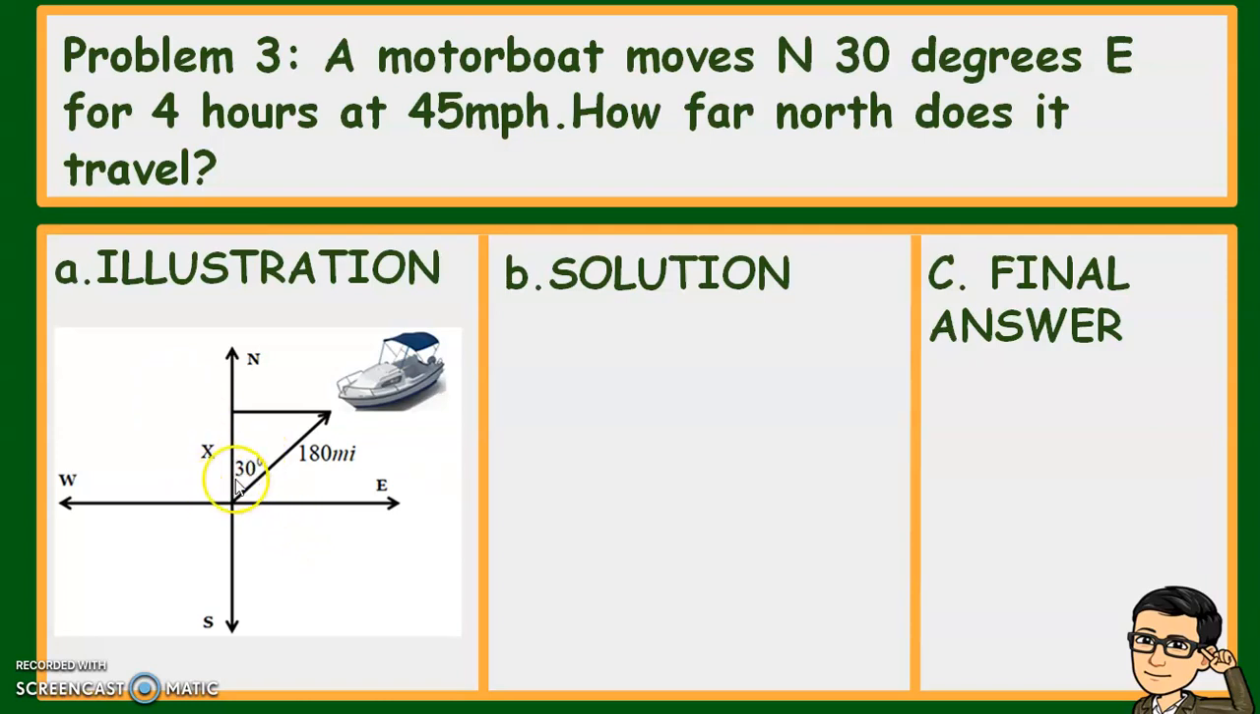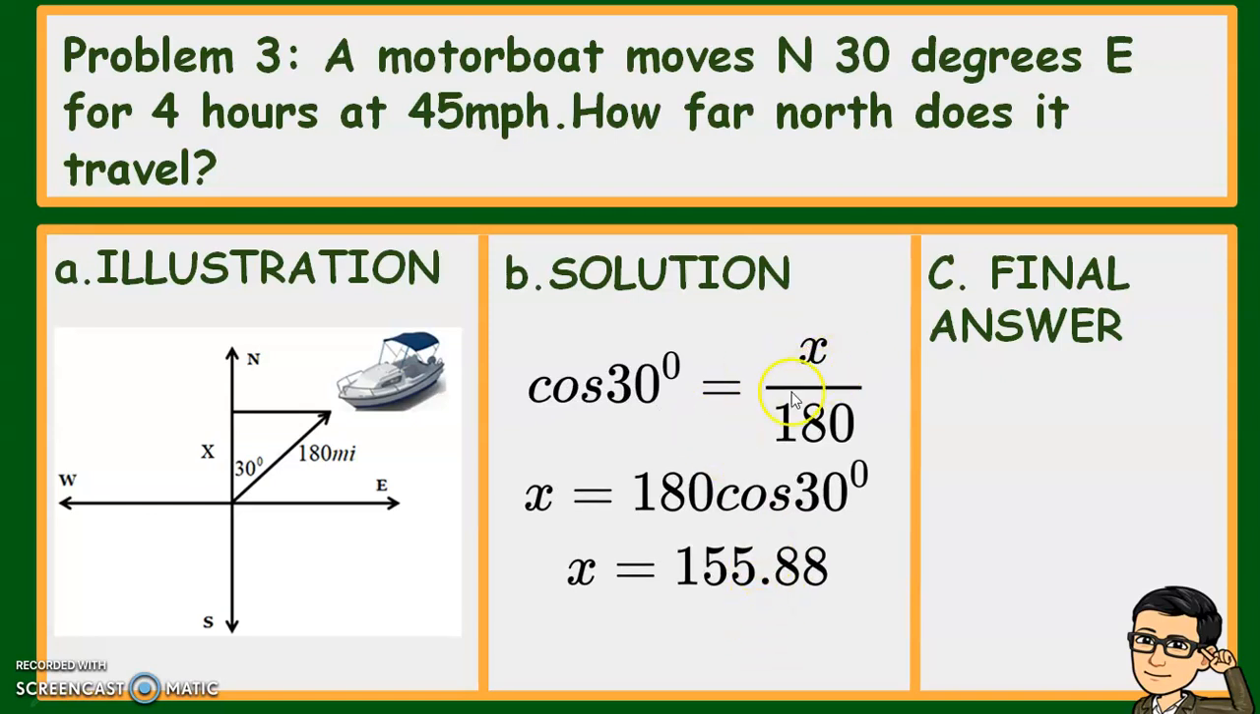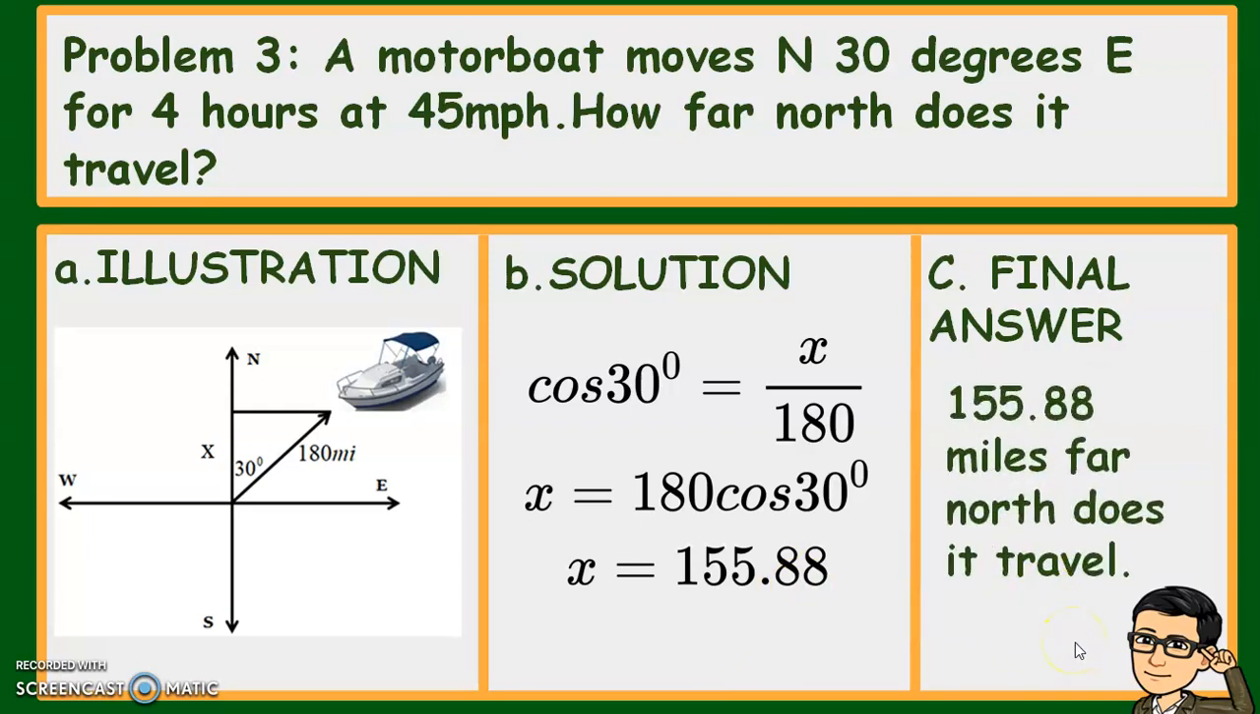And then, going back again to our illustration, this will be our angle. We have the adjacent side and the hypotenuse. So we are using cosine 30 degrees is equal to x over 180. Again, the unknown is in the numerator, so we use multiplication. We have 180 times cosine 30 degrees. That will give us 155.88. So our final answer will be: 155.88 miles far north does it travel.